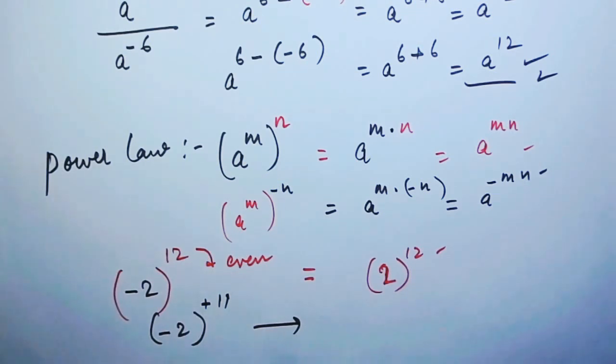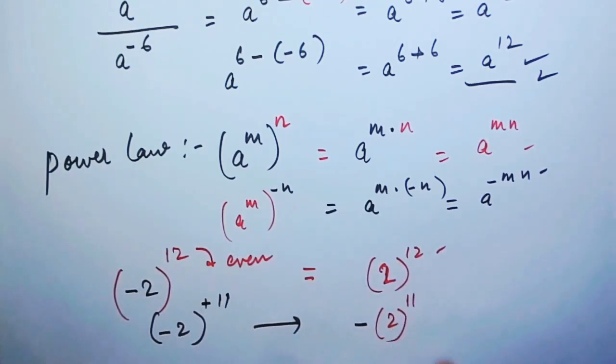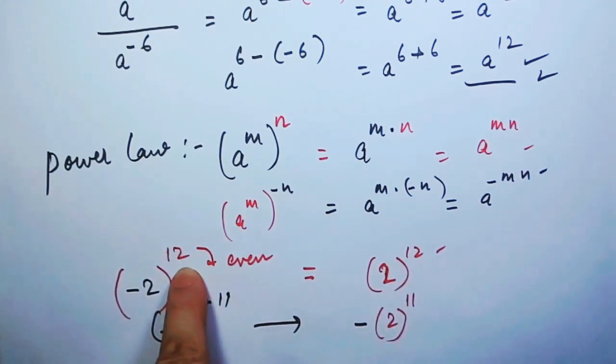Why not minus 11? We shall delete later on. Minus 2 raised to the power plus 11 means you will get 2 to the power 11, but this particular value will be negative, so you get a negative value of 2 to the power 11. See, here the minus got vanished. Why? Because it was an even power.